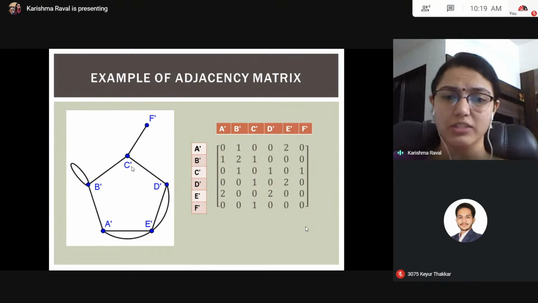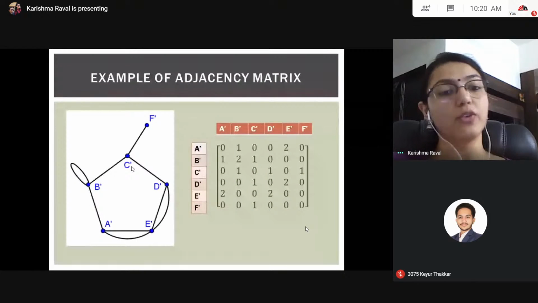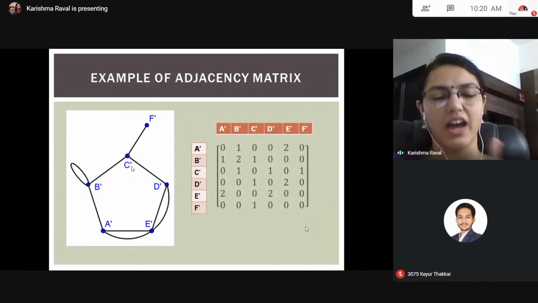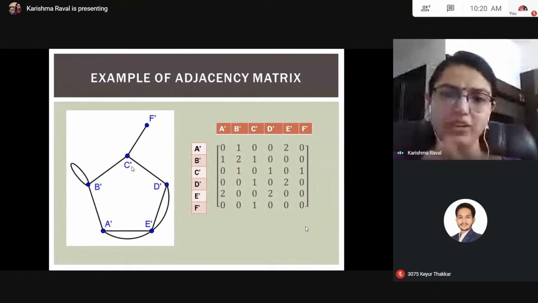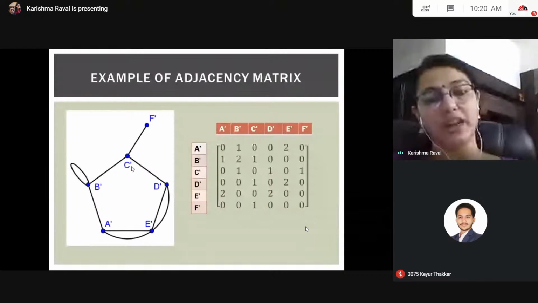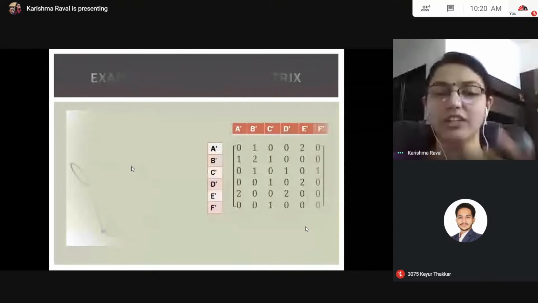So how do we construct this matrix? For the very first element, A and A, we are checking whether A has a loop. There is no loop, so we put 0 at that place. Now we are checking whether A has any edge incident to B or not. Yes, there is an edge between A and B, and so we have given the number 1 there. Similarly, this matrix is formed. The 2 over there is for the parallel edges, because you can see that between A and E there are 2 edges. So there is a 2 written in the matrix.